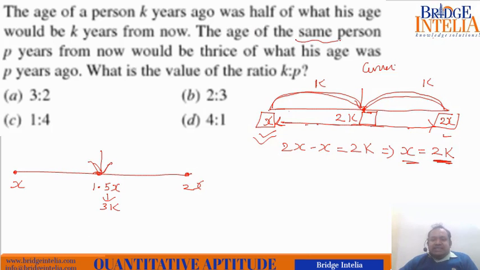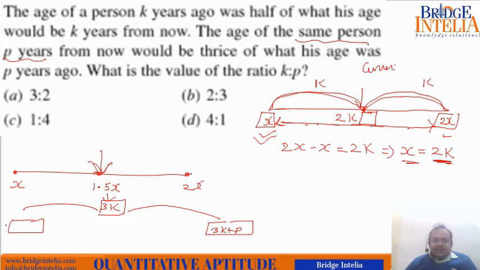Now the age of the same person P years from now. His current age is equal to 3K. So P years from now, that means 3K plus P, would be thrice of what his age was P years ago. P years ago means 3K minus P. So this age is 3 times this age. So 3K plus P is 3 times 3K minus P. We have to find K is to P.